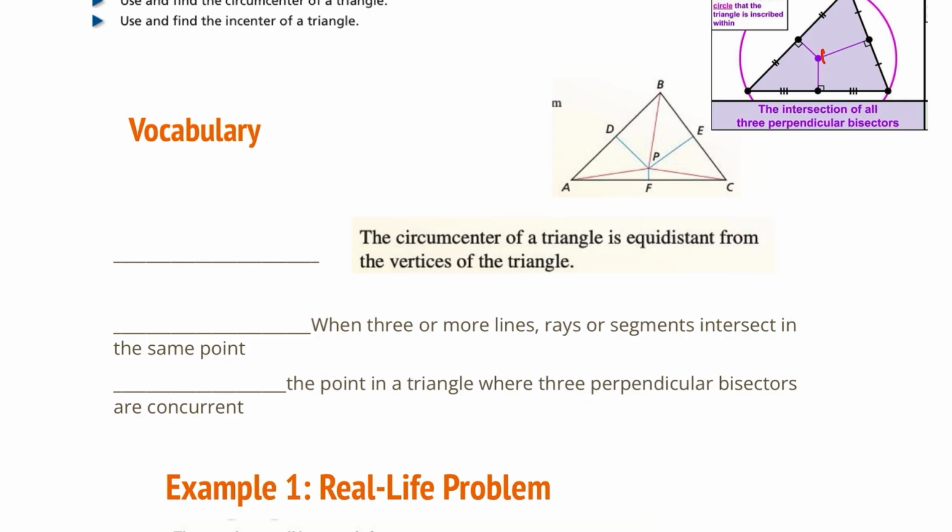So this one is the circumcenter theorem. The circumcenter of a triangle is equidistant from the vertices of the triangle. It means that these red segments are all equal. So this is what you call the circumcenter theorem. When three or more lines, rays, or segments intersect in the same point, this is called the point of concurrency.